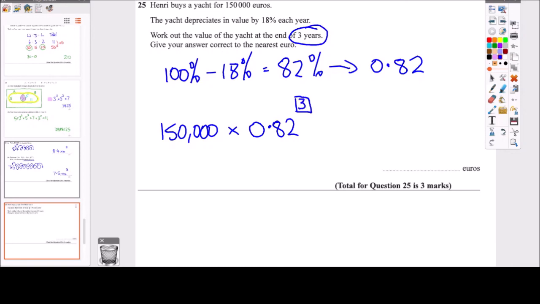So if we put in 150,000 times 0.82 to the power of 3, that would take us very quickly to the final answer. And I get, once I press the S to D button, 82,705.2. So to the nearest euro, that's going to be 82,705.